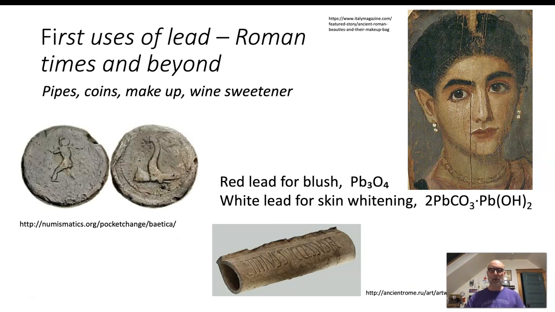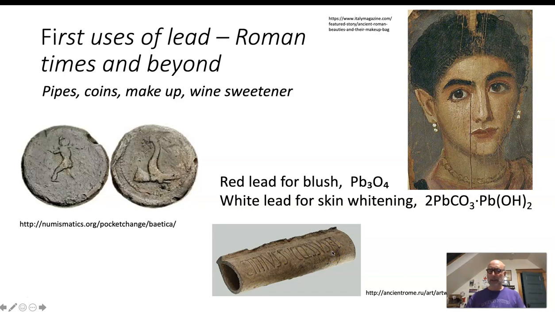All right, let's look at the first uses of lead. We're going to go back into the Roman times. And I pulled pictures of Roman coins made of lead. I showed you that last time. Easy to make the coins, easy to stamp them out because the lead was so soft. Down the bottom here, you'll see another one of those lead pipes. The Romans were the first ones who started with lead pipes like this. There's a Latin inscription on here.